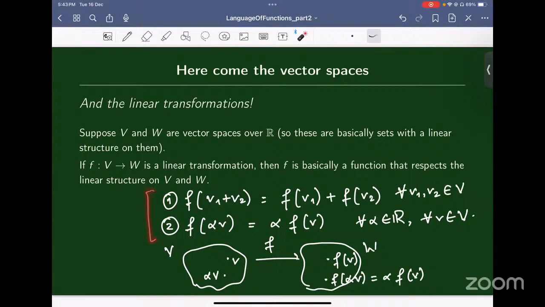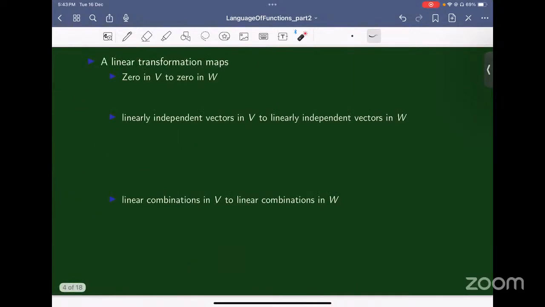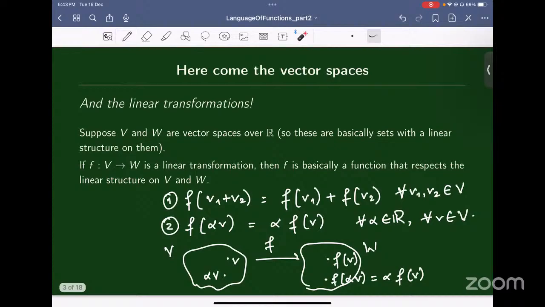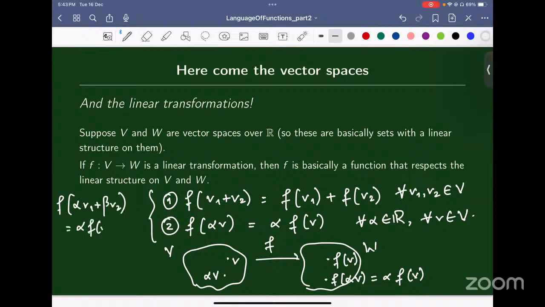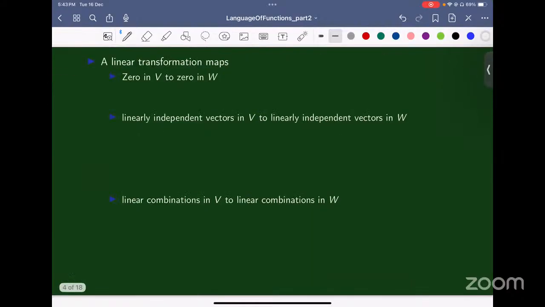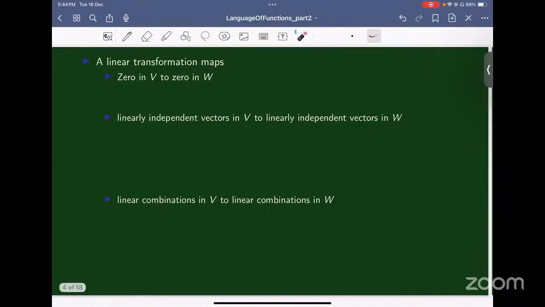These two conditions can be combined to make one. These two conditions can also be combined into one condition that reads f of alpha v1 plus beta v2 equals alpha f of v1 plus beta f of v2 for all alpha, beta scalars and vectors v1 and v2 in V. Now, a linear transformation maps 0 to 0 in V.